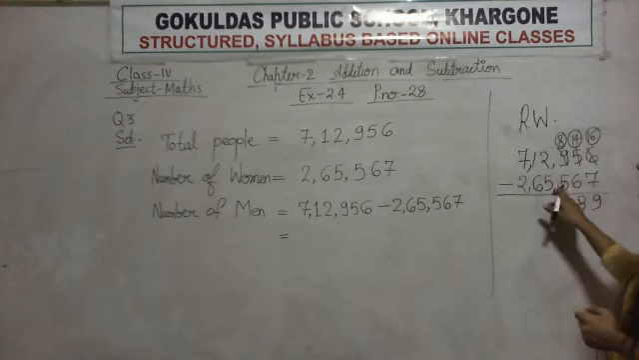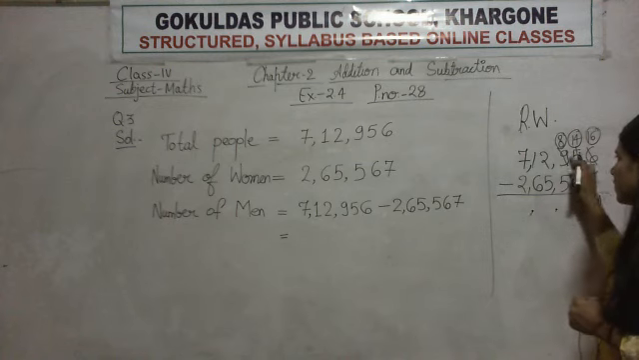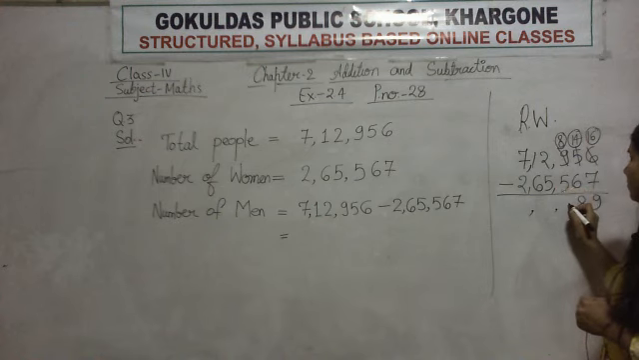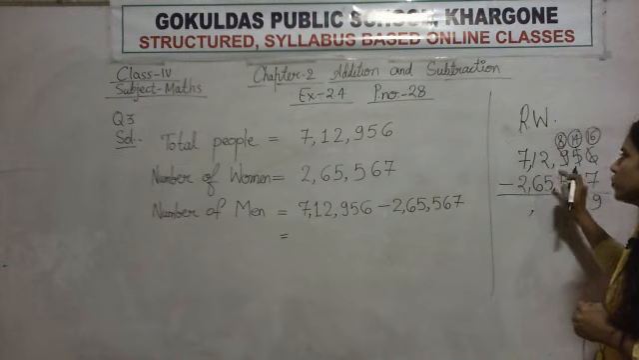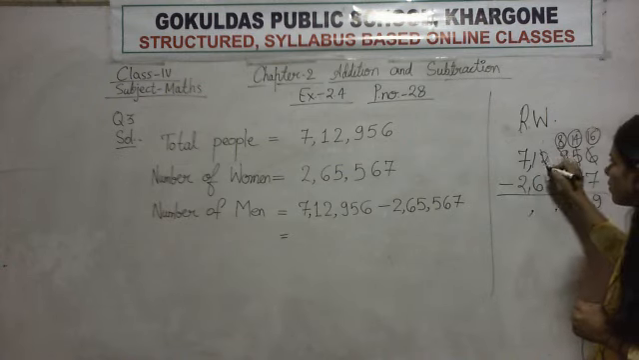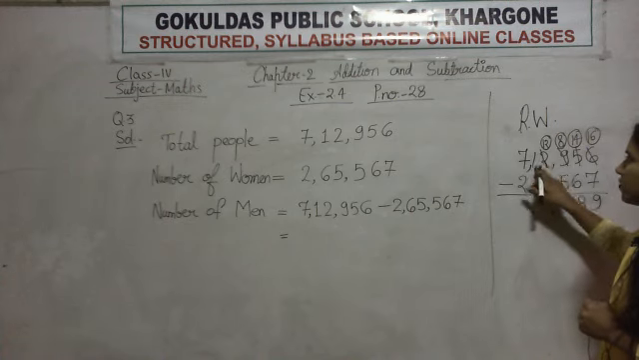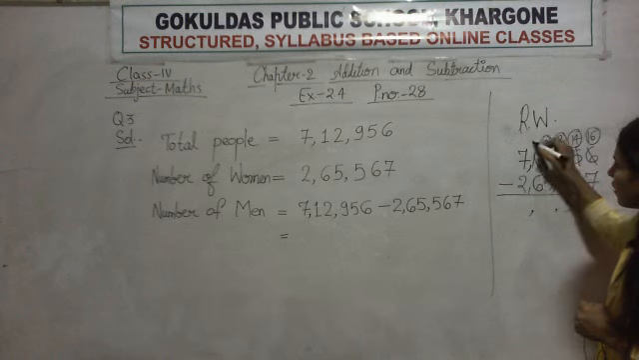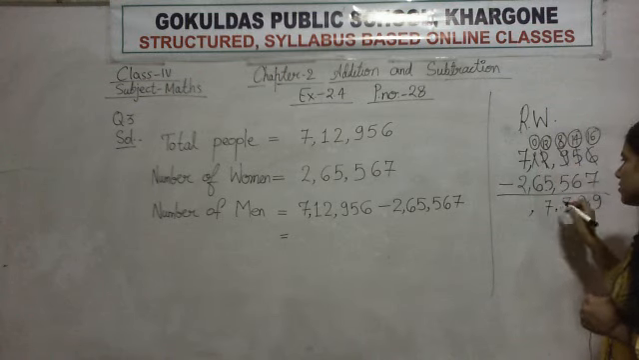Okay, now 8 minus 5. How many will be left? 8 minus 5? 3. You cannot subtract 5 from the 2. So what do you have to do? You have to borrow from the neighbor. So it becomes 12. As 1 is borrowed, here only 0 is left. 12 minus 5 is 7.